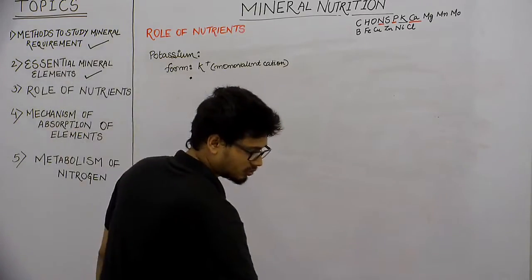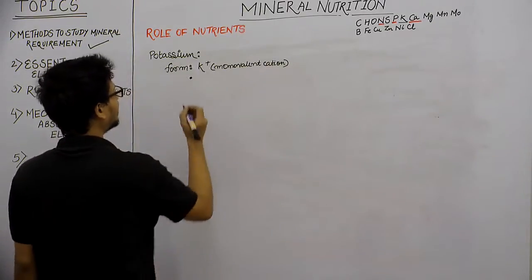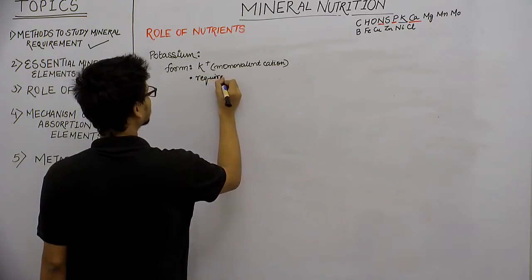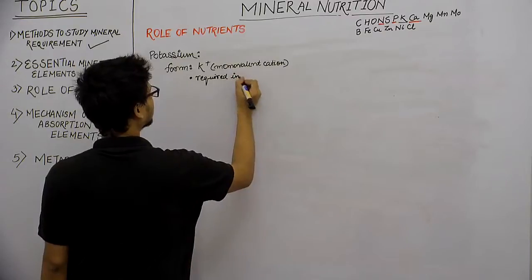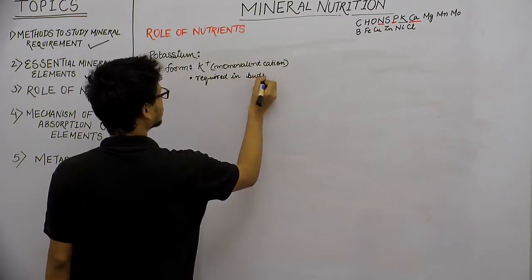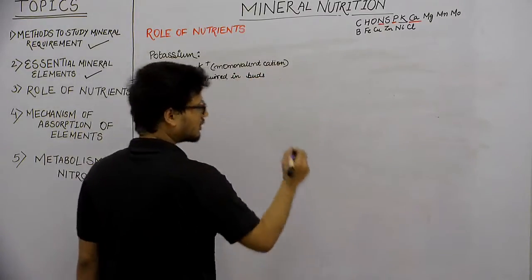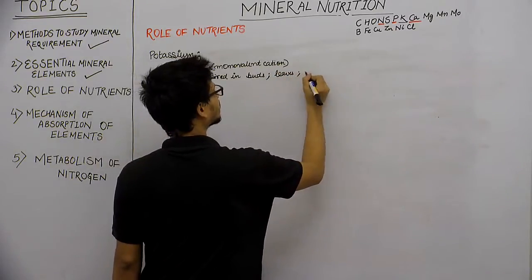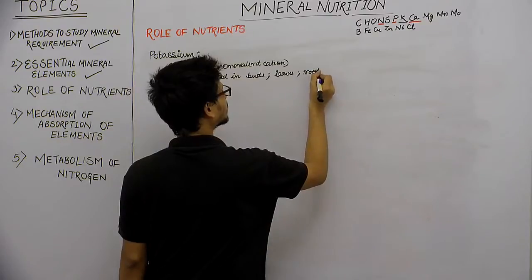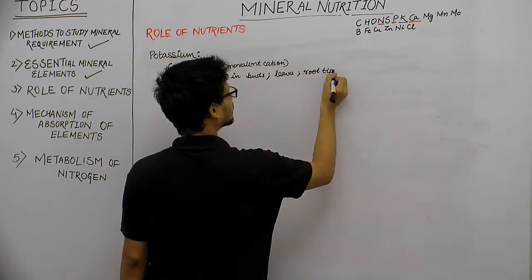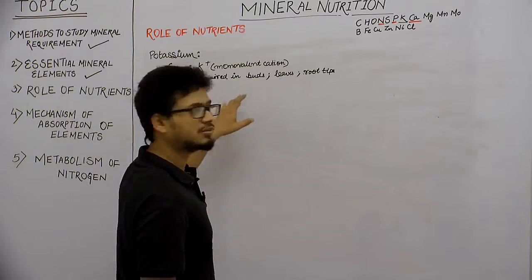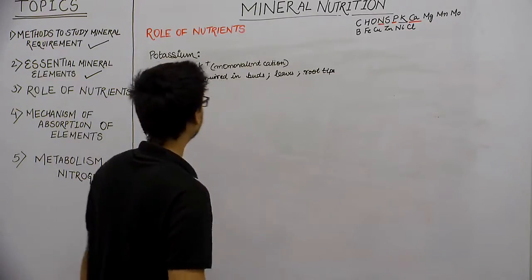जो potassium होता है that is required in buds, leaves, root tips. Okay, so potassium is also required in growing parts.